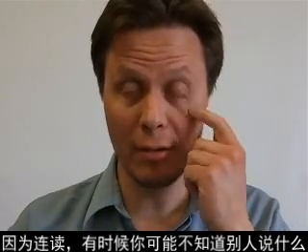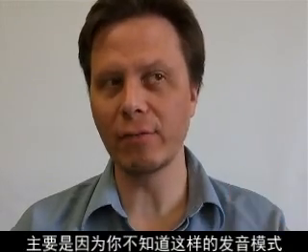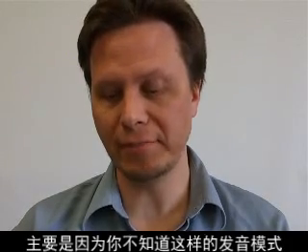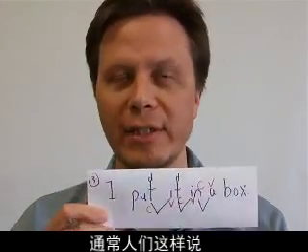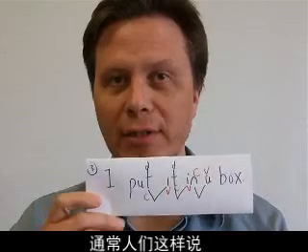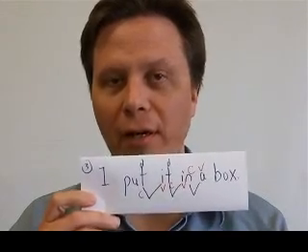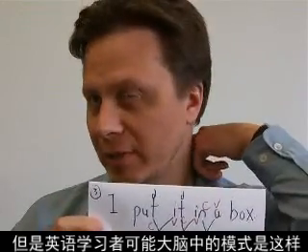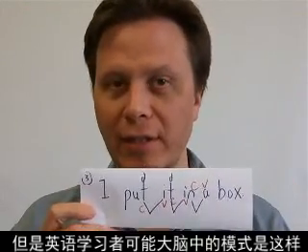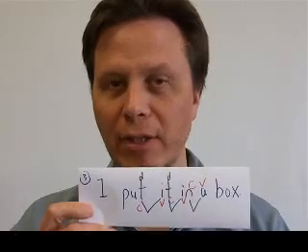people learning English may not understand when people are talking because they don't have the right model in their head of English pronunciation. So let me give you an example of a sentence with linking. The normal way to say this is, "I put it in a box." However, some English learners, the model in their head may be something like, "I put it in a box."